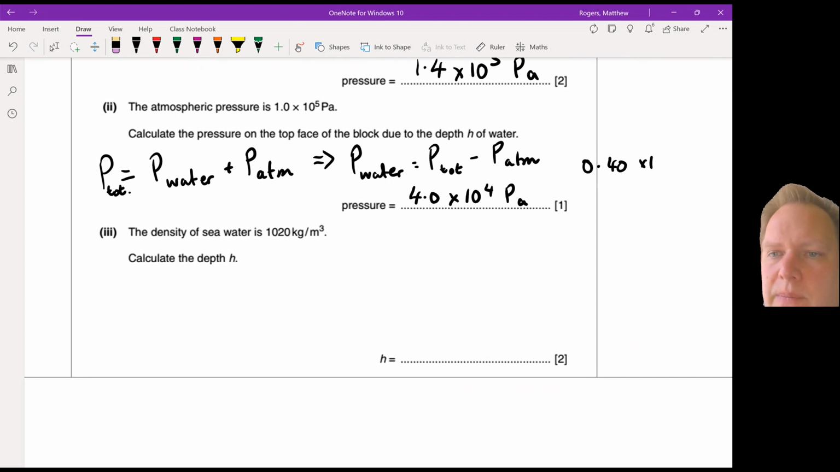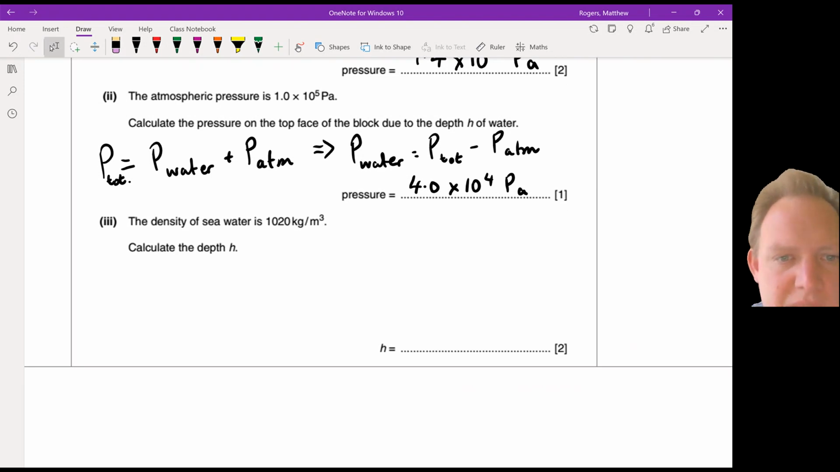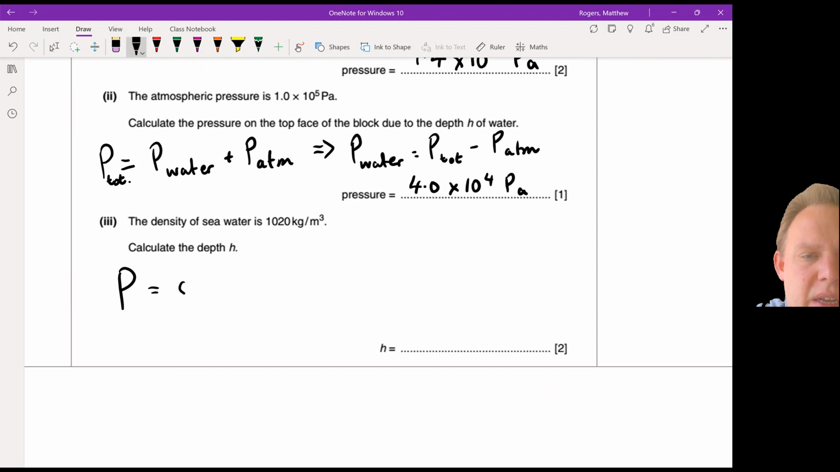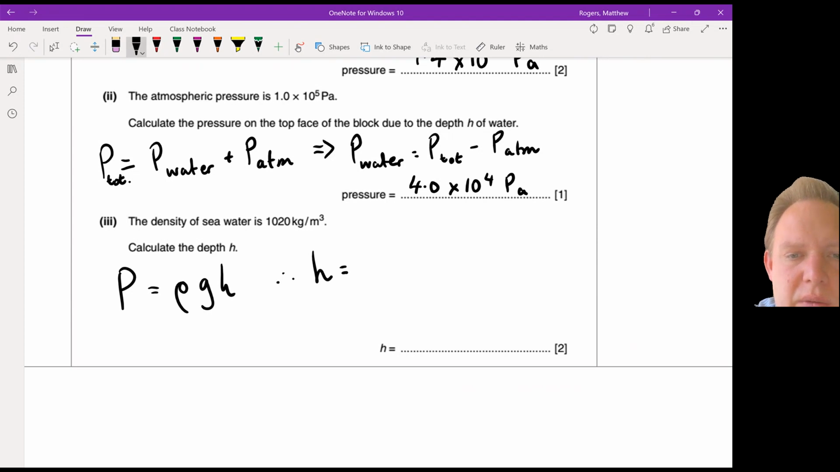In physics, that's fine. The density of the seawater is 1020 kilograms per meter cubed. Calculate the depth h. So we're going to use the idea that the pressure caused by the liquid is rho g h. We want to find h. So that's equal to the pressure divided by rho g.